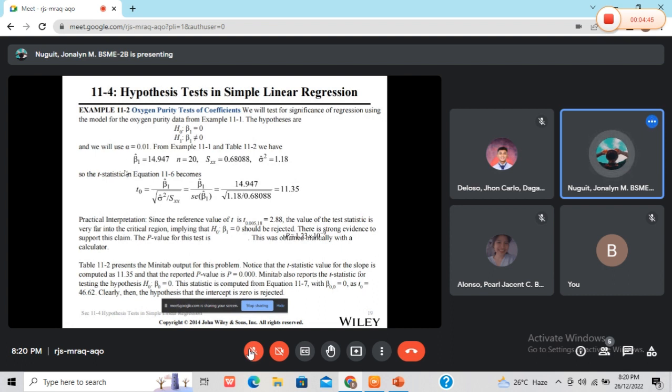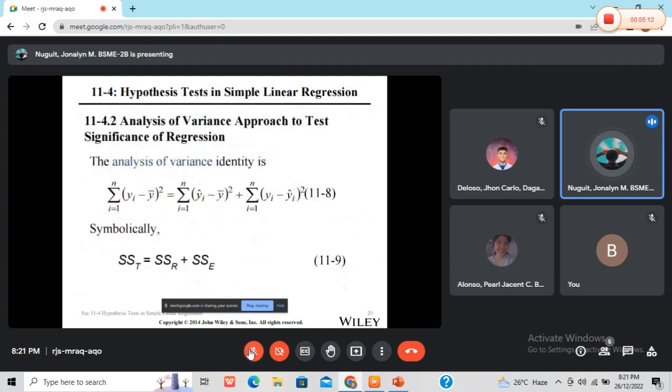So this is the formula na ato i-use katong ako gikuan ganina. Then kini siya, the test statistic could also be written as this. So muna to siya i-apply na ang iyang given, then to calculate the answer man na siya, 11.35.